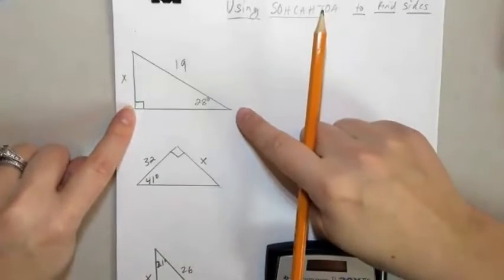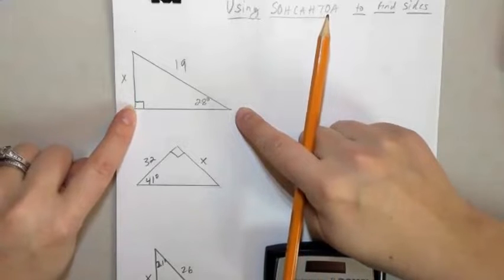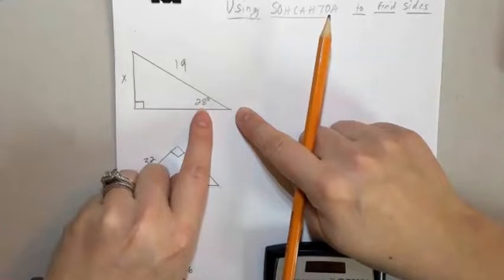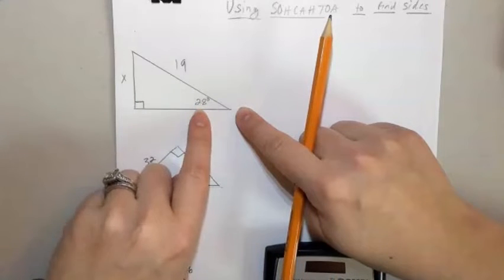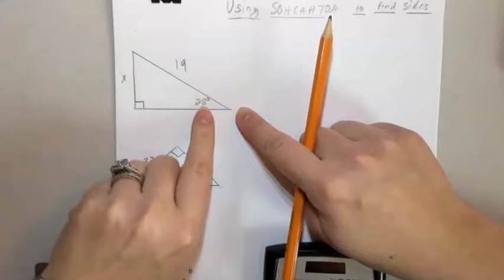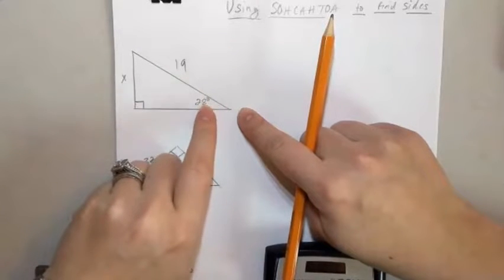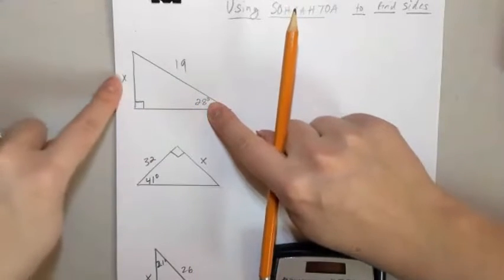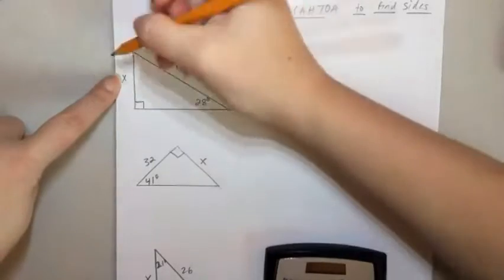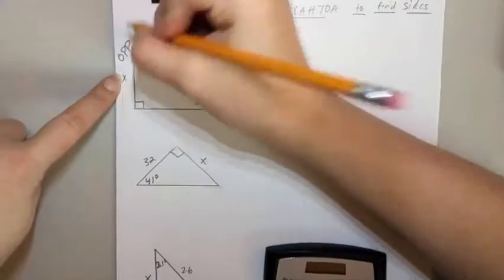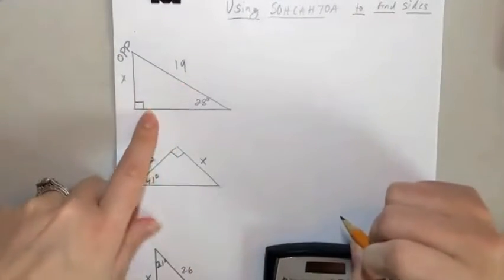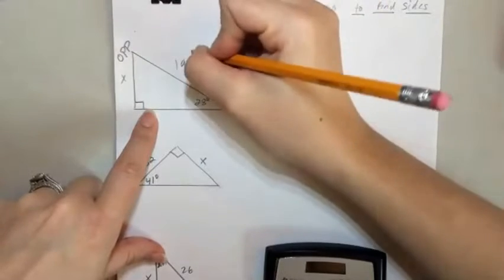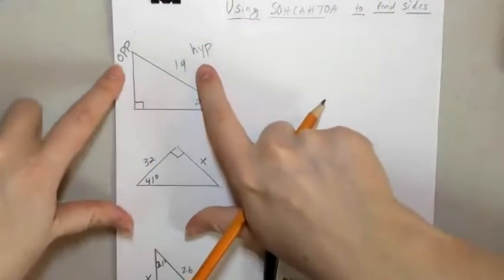All right, so if you're doing these along with me, you've already got these copied down. What you're going to want to do every time you are approaching one of these problems is to figure out what theta you're using, what angle you're given, and then how your sides relate to that angle. So if this is what I'm considering theta, that would make this my opposite side. So I'm going to label that. And 19, since it's across from my right angle, that would be my hypotenuse.